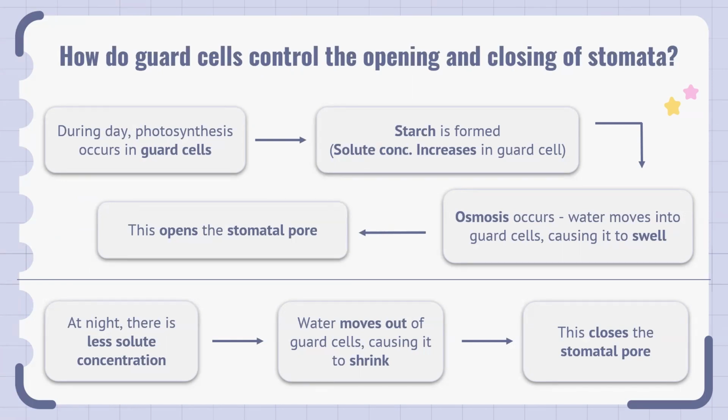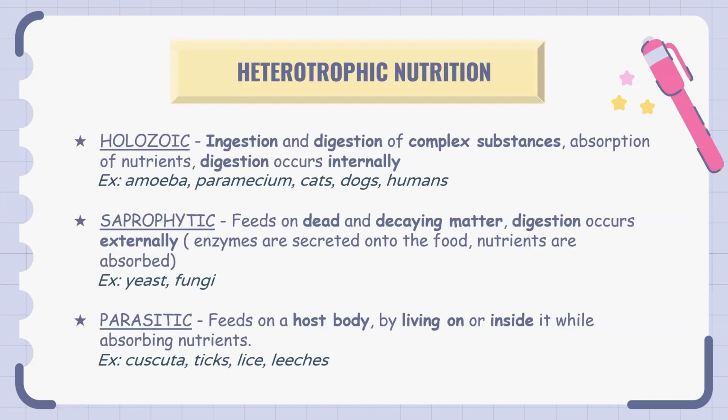At night, as no photosynthesis occurs, starch or solute concentration is less in the guard cells, while there is excess solvent concentration. Thus, water moves out of the guard cells, causing it to shrink, and this results in the closing of the stomatal pore. Let us now move on to heterotrophic nutrition.